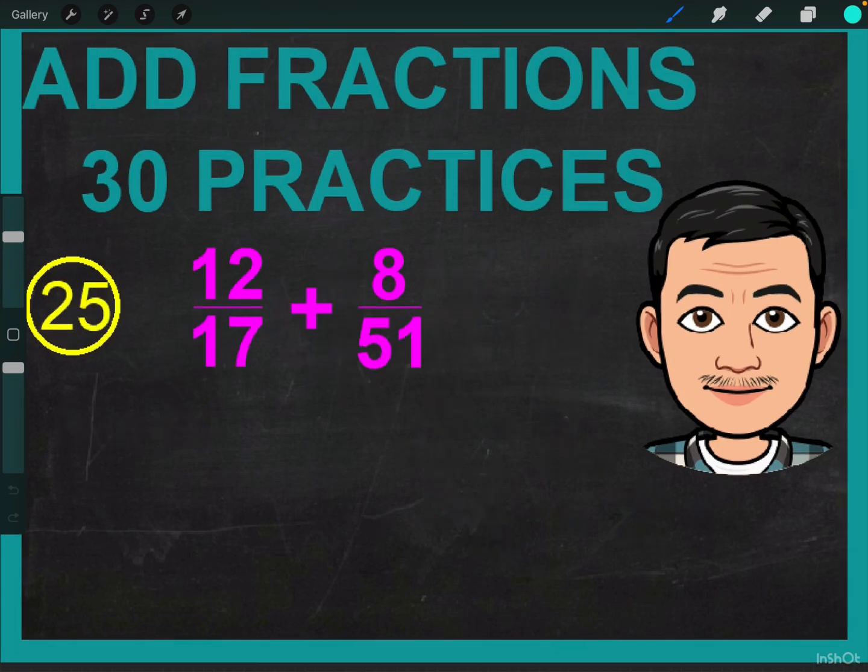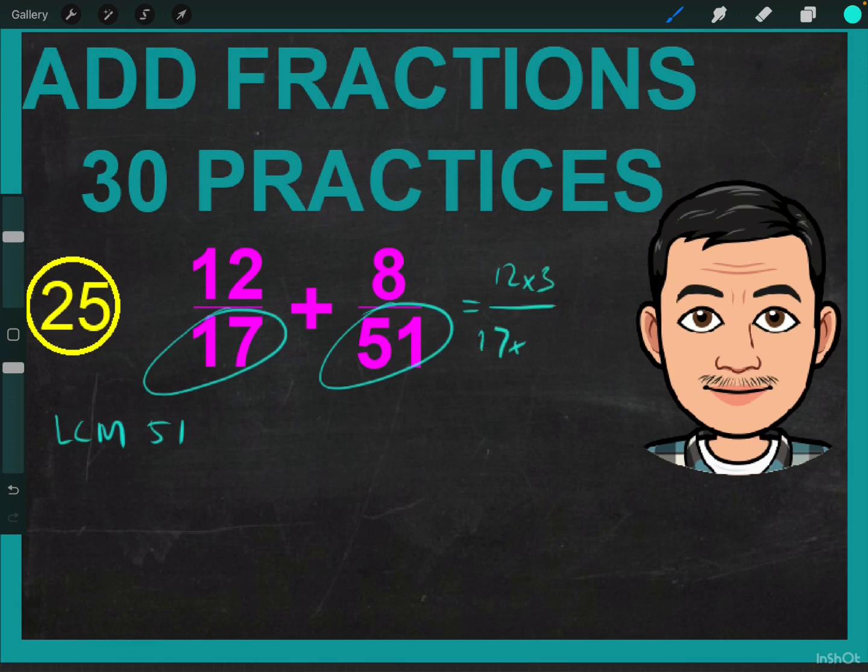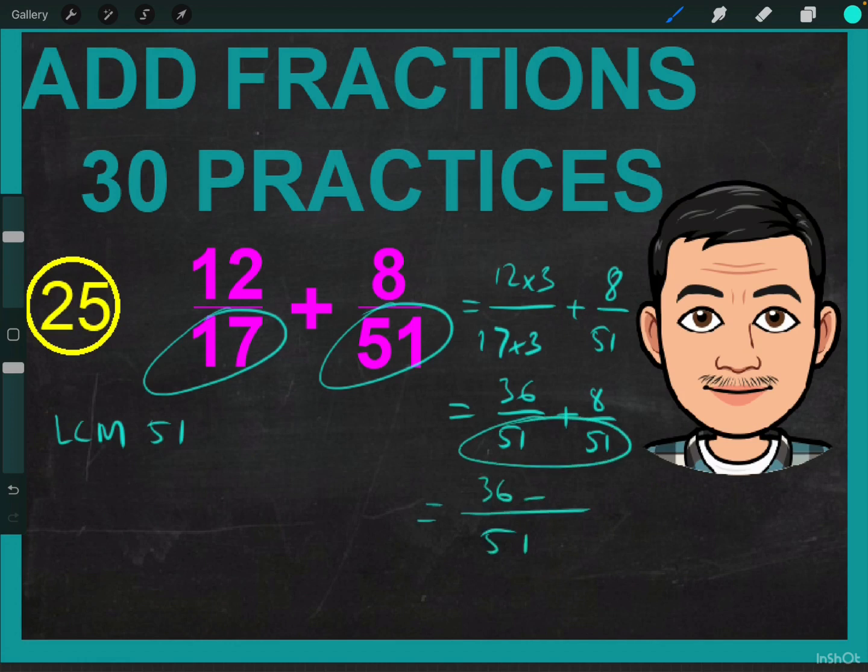Now bracket number 25, we have two fractions with different denominators, 17 and 51, and the LCM for 17 and 51 is 51. So now we convert 12 times 3 over 17 times 3, and the second fraction we just give it 8 over 51. The first fraction we got 36 over 51 add 8 over 51. Now the two fractions have the same denominator, so we will keep it, and we add 36 and 8, and we get 44 over 51. That's the answer.